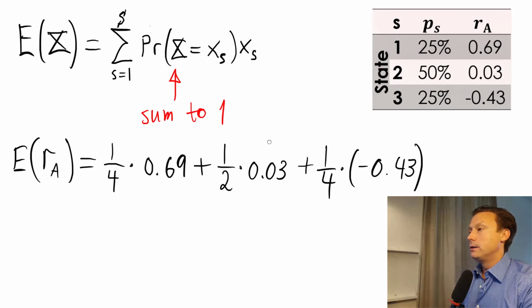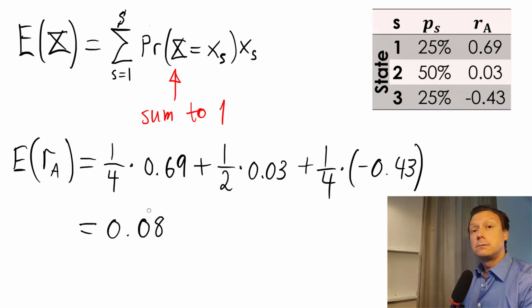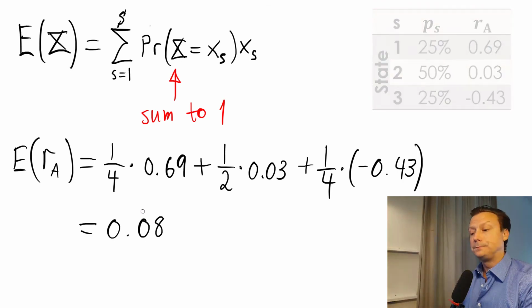So once again, note that the probabilities need to sum to 1. So 1/4 plus 1/4 is 1/2. And then we need to add the last half, which means that this sums to 1, we have a correctly specified outcome space. And if we put this into our calculator, the outcome is going to be 0.08. So on average, we expect to gain 8% if we hold this portfolio.